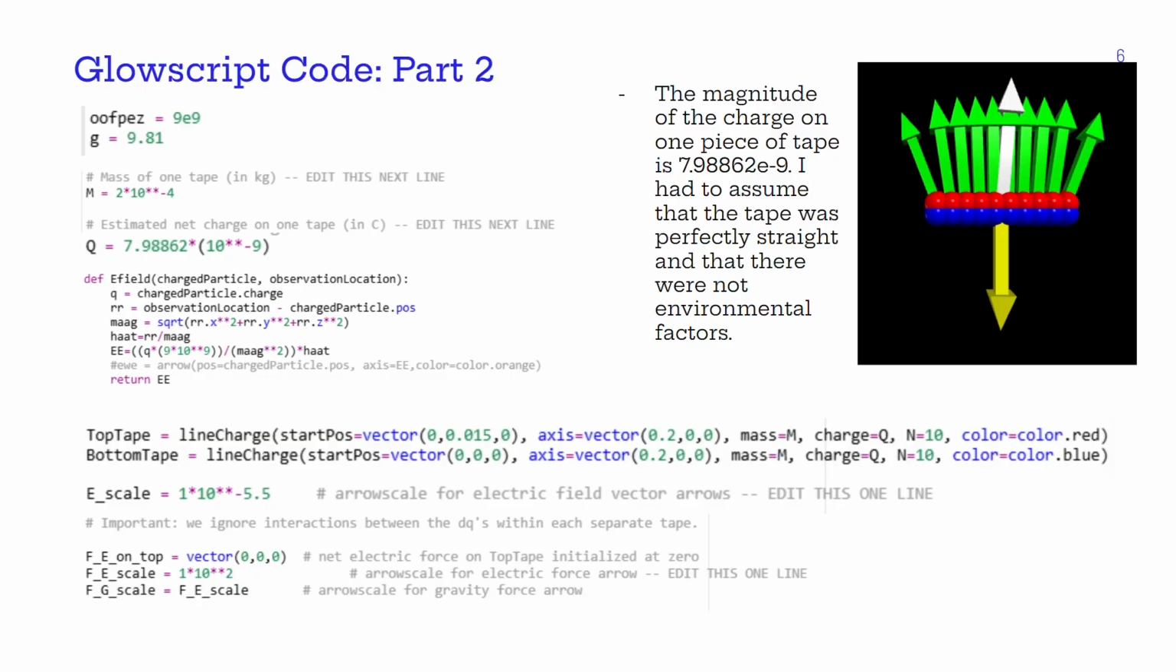Then I adjusted my y positions in a line for what top tape equals and bottom tape equals, and for clarity reasons, I set my bottom tape to be 0, 0, 0. And then in order to make everything visible, I had a scalar, which was 1 times 10 raised to the negative 5.5, and I did the same thing for my force electric and my force of gravity, which had a different scalar. Through this, I was able to get the charge of 7.98862 times 10 to the negative 9, and to do this, I also had to assume that the tape was perfectly straight and there were no environmental factors.